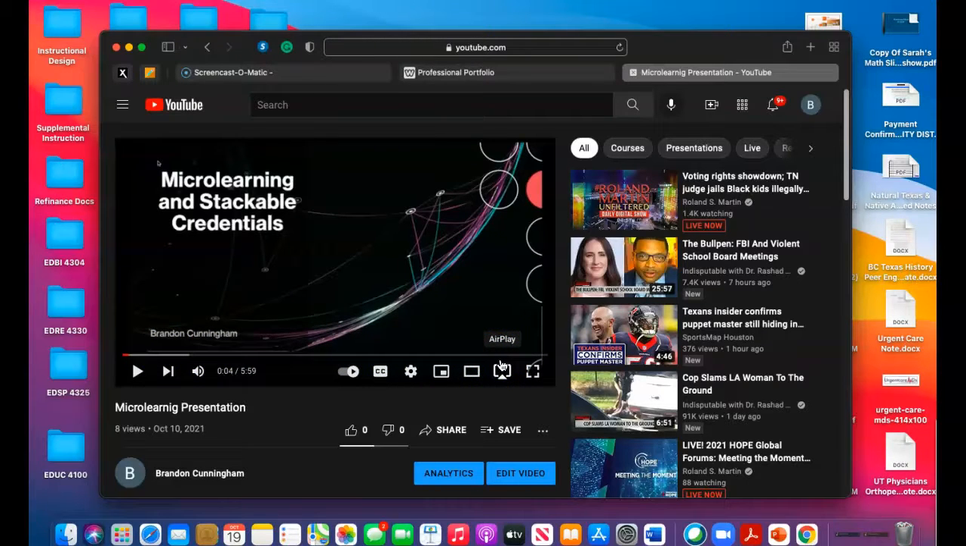It was very informative, the whole trend of microlearning and stackable credentials. A lot of the larger universities are moving towards having these programs offered to give students something to show for what they've learned throughout their time, even if they don't complete a full degree at that institution.